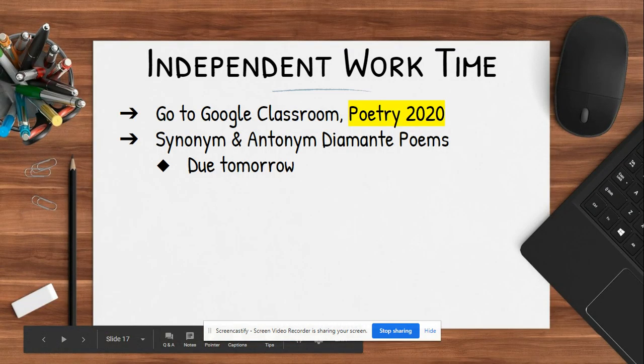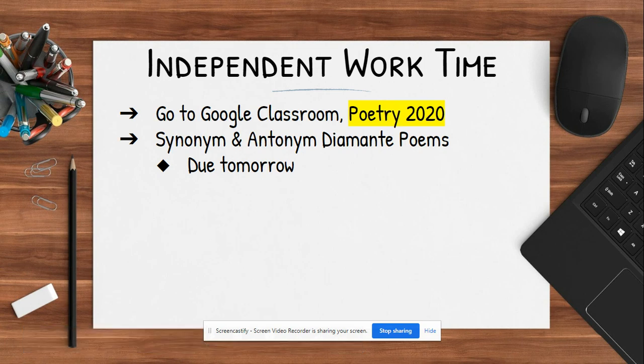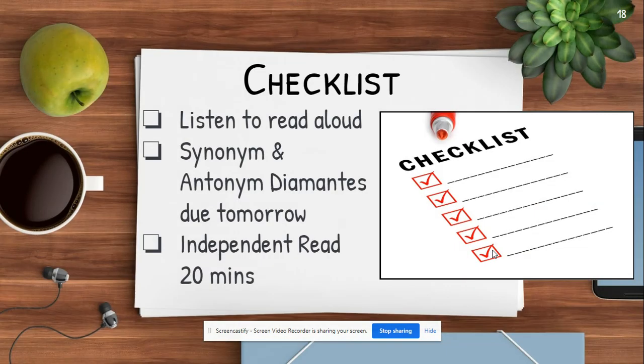Until your 4th line, you only have 2 words that describe the food, and then you have 2 words that describe the garbage. So your job today is to go into Classroom Poetry 2020 and write a synonym and an antonym diamante poem. They are due tomorrow. You will have 1 of each to do. So your checklist today is listen to the read aloud, which is about your author. You have a synonym and an antonym diamante that are due tomorrow, and then read 20 minutes.